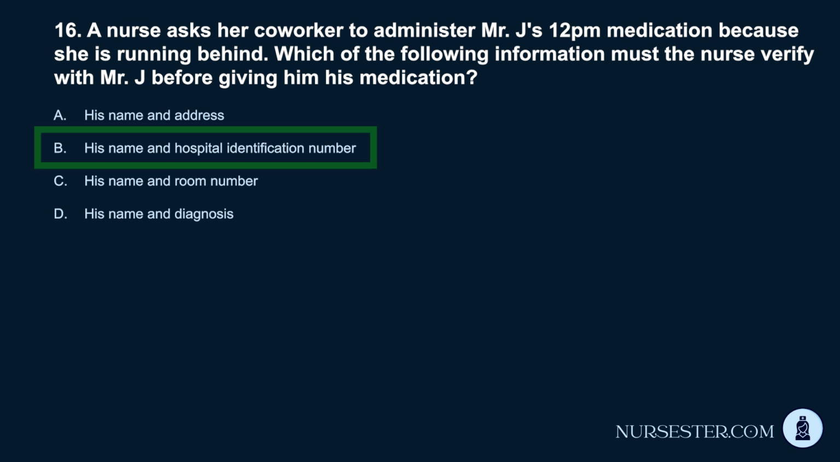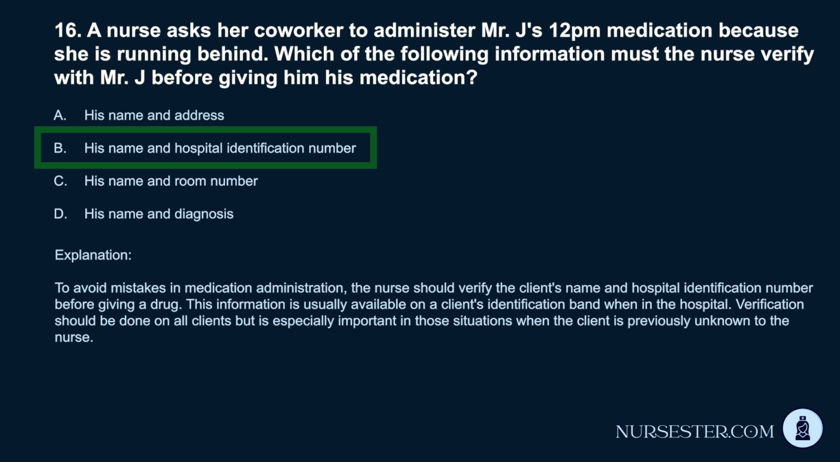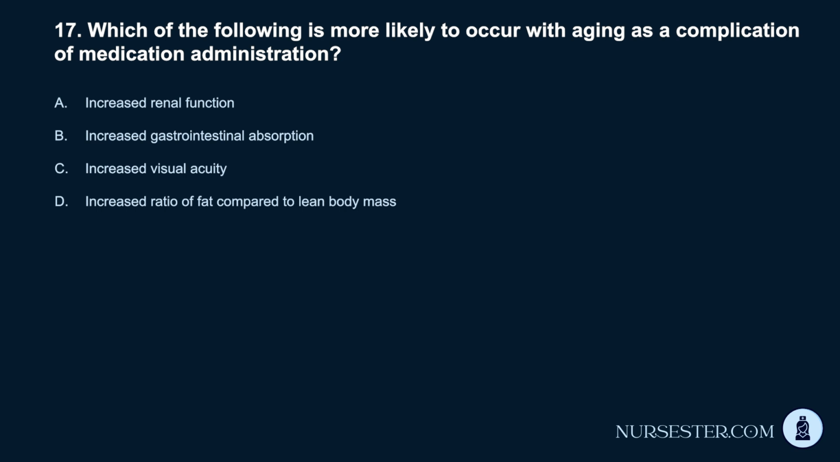Correct answer: B. His name and hospital identification number. To avoid mistakes in medication administration, the nurse should verify the client's name and hospital identification number before giving a drug. This information is usually available on a client's identification band when in the hospital. Verification should be done on all clients but is especially important in those situations when the client is previously unknown to the nurse.